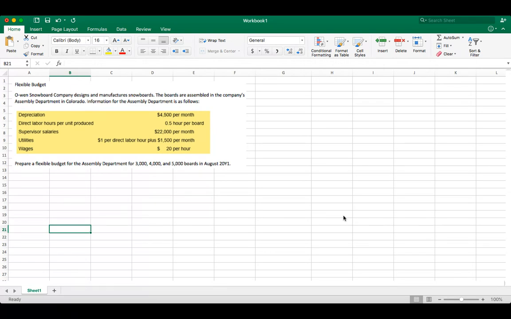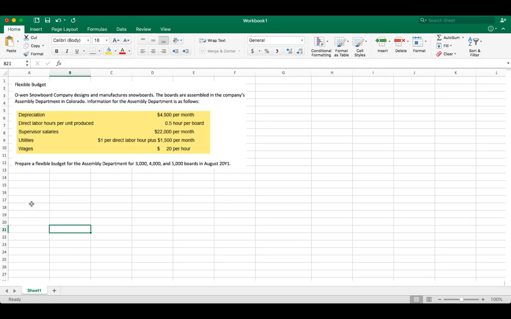We have the following information for the assembly department. We've got that their depreciation is $4,500 per month. Direct labor hours per unit produced is 0.5 hours per board. Supervisor salaries are $22,000 per month. Utilities are $1 per direct labor hour plus $1,500 per month. And then we've got wages of $20 per hour.